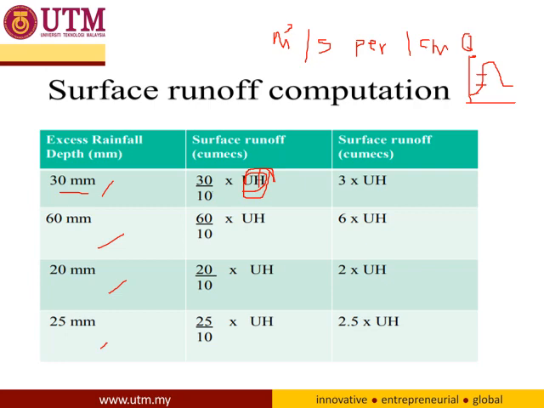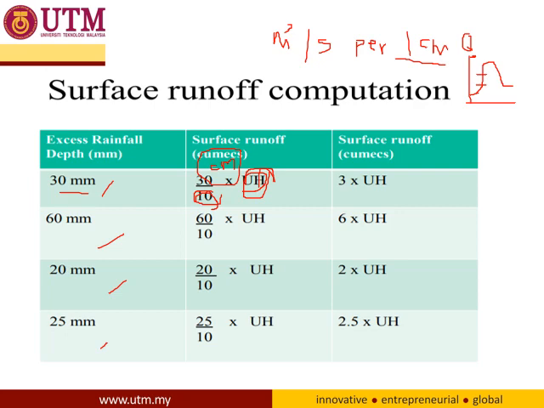Okay, so why is this divided by 10? Because the unit hydrograph is in the unit meter cube per second per 1 cm. So you want this to be in unit cm also. You are converting this to unit cm. That's why you divide it by 10. So you have to follow what the unit hydrograph unit is. This unit hydrograph is meter cube per second over 1 cm, so you have to multiply by the excess rainfall depth in centimeter also. That's why here you divide by 10.